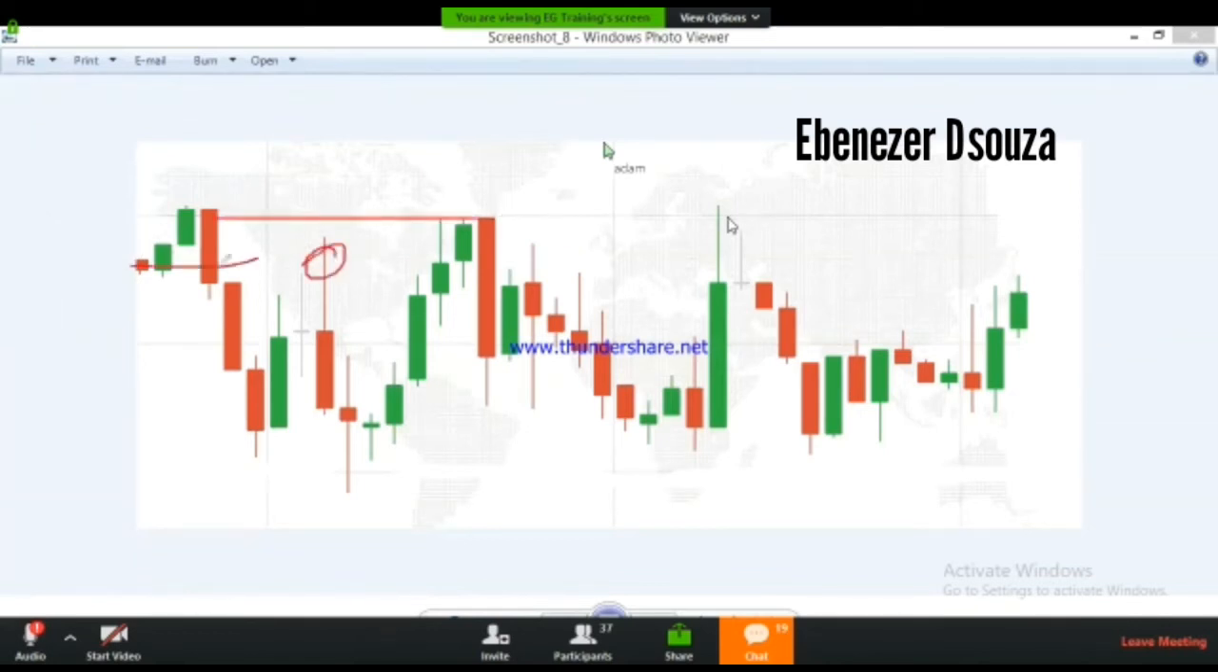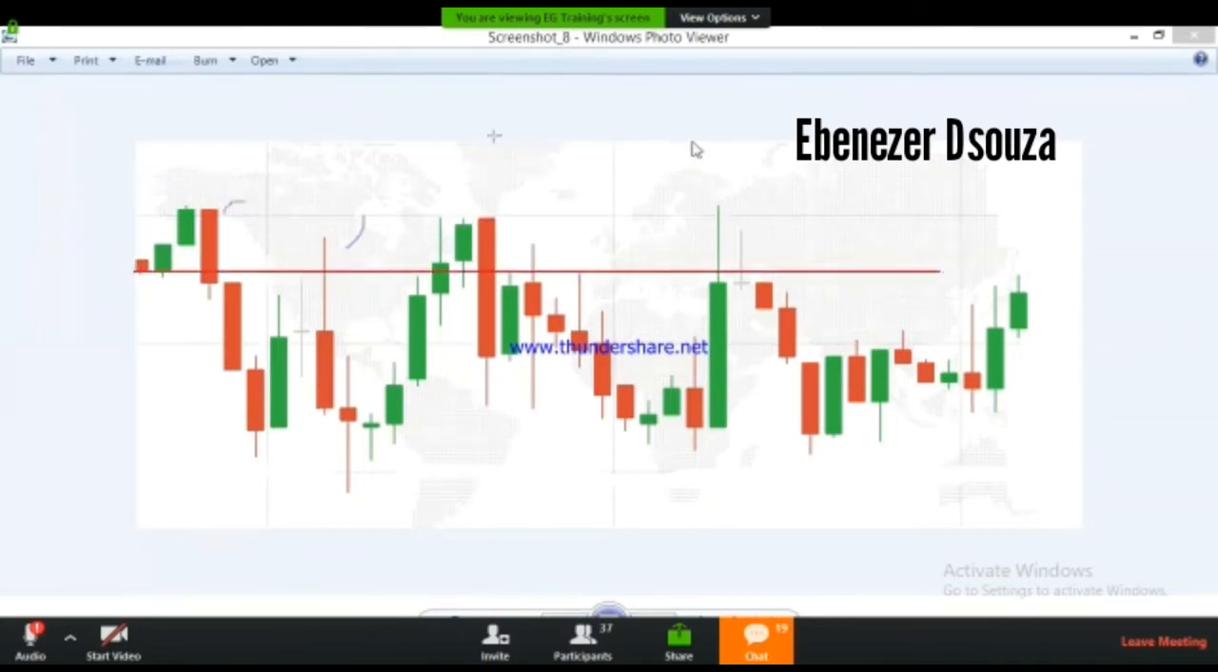It means there might be a level on the left side, but we don't know. There might be a level because from the same level we are seeing a reversal, rejections, reversal, and here also there are some rejections. So it might be a level. That's why we are seeing rejections, right? Here also there are some rejections.